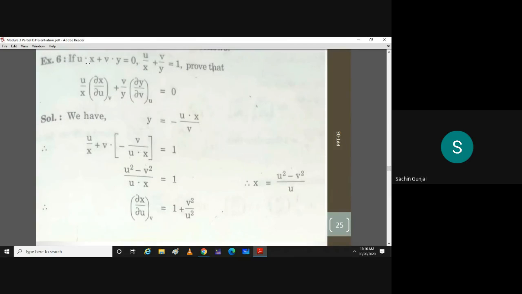So the second problem of that kind is: u into x plus v into y is equal to 0, and u by x plus v by y equal to 1. Then we need to prove that u by x into ∂x/∂u suffix v plus v by y into ∂y/∂v suffix u equals 0. So you need to find out these two derivatives and you are through.